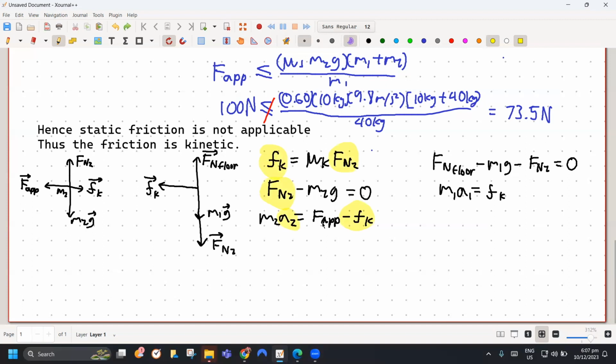Ngayon tingnan mo yung second, the other pair. So, A1 at saka, yung kinetic friction, unknown pa siya, no? So, i-highlight mo muna. Tapos, FN2, unknown siya. So, FN2, tsaka FN floor.